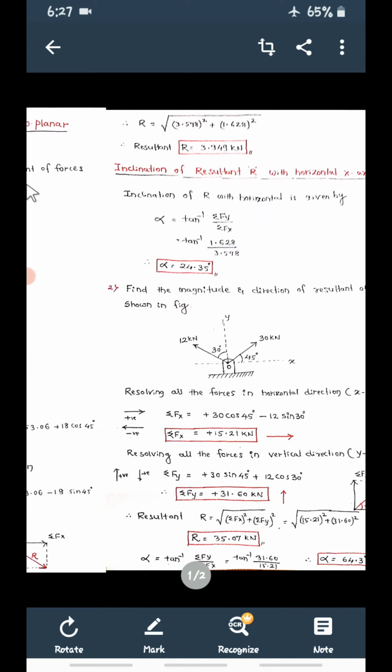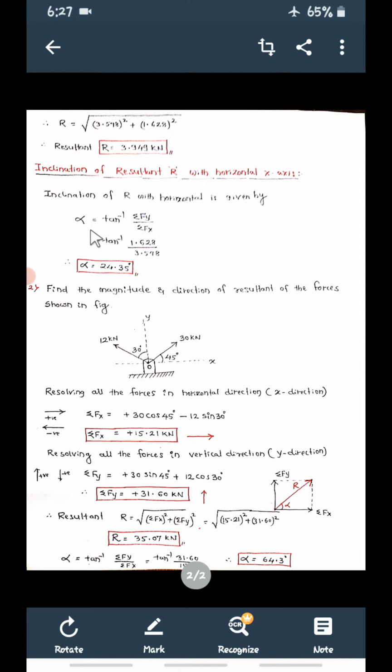And we already shown this equation. So inclination of resultant with x-axis is given by alpha is equal to tan inverse of summation Fy divided by summation Fx. Remember, so summation Fy first comes divided by summation Fx. So alpha is equal to tan inverse of summation Fy upon summation Fx. That is equal to tan inverse of, substitute the values.